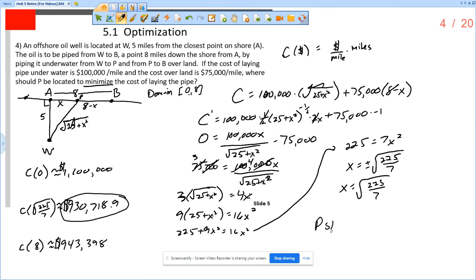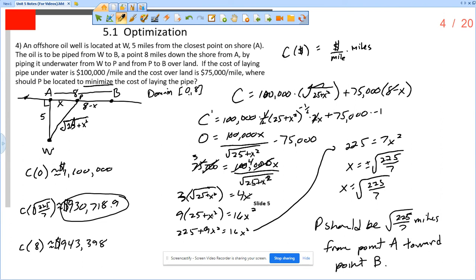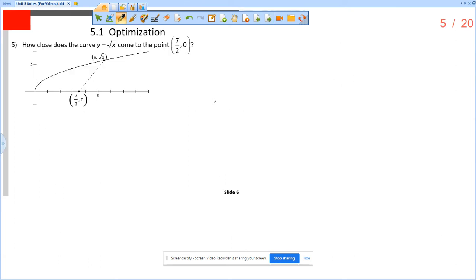P should be the square root of 225 sevenths miles from point A towards point B. All right. And so you got to make sure you answer the question. All right, let's move on to the next one.